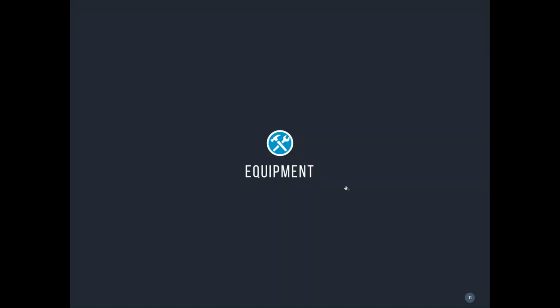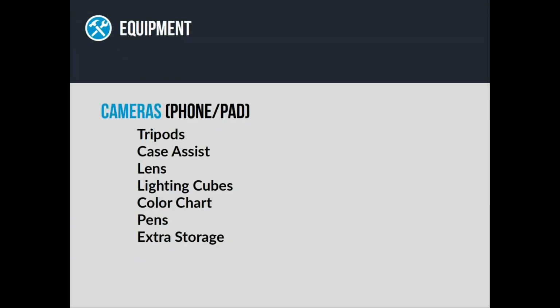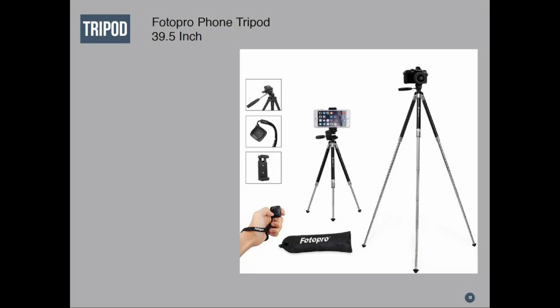All right, so actually, let me go backwards for a second. Here's what I'd like to talk about during the course of this conversation: the equipment, capturing with the camera, because I think that's a subject a lot of folks don't talk about, and then the actual processing. So let's blow through this and talk about equipment. What I mean by equipment with mobile photography is tripods, grips, lenses, lighting cubes, color charts, pens, and storage. This may seem like a lot, but for doing professional level work, it's actually nothing.